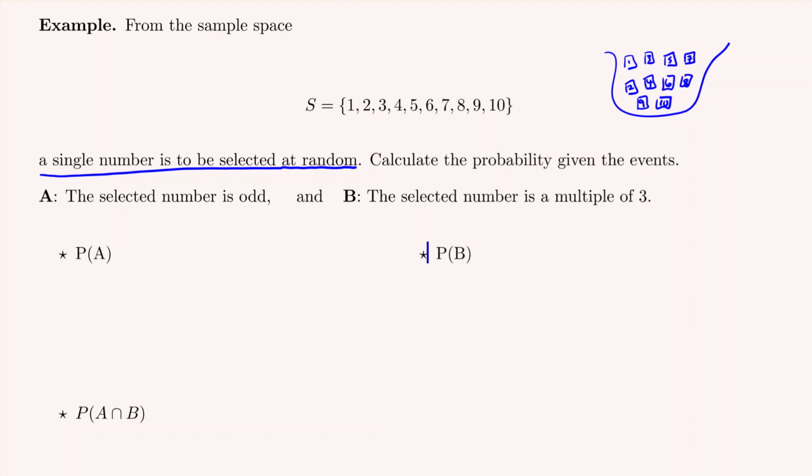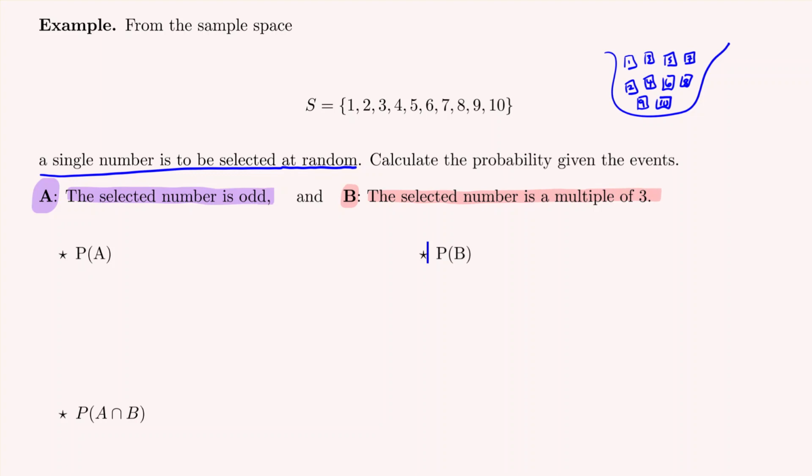Now we're going to calculate the probability of the given events. So event A is that we get an odd number when we draw from the bag. Event B is that when we draw from the bag, we get a multiple of 3. And we're first asked to calculate the probability of A and the probability of B.